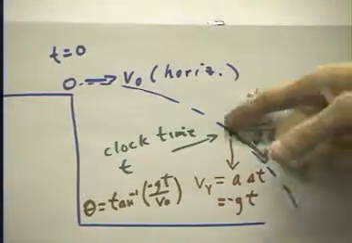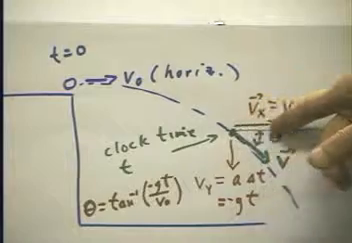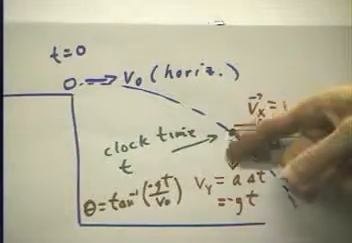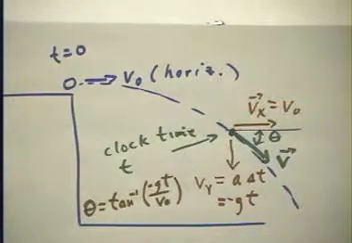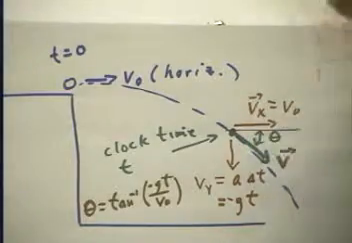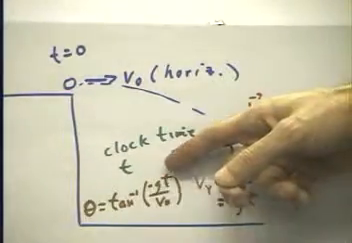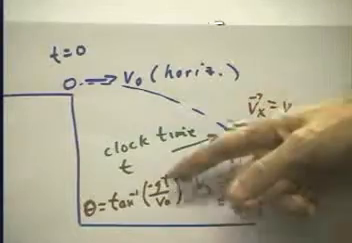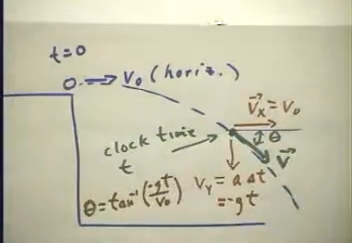So now we see that the velocity is a vector with components v0 in this direction and vy in this direction. What's the angle? Well, it's the arctangent of the y component over the x component. Arctangent of negative gt over v0.